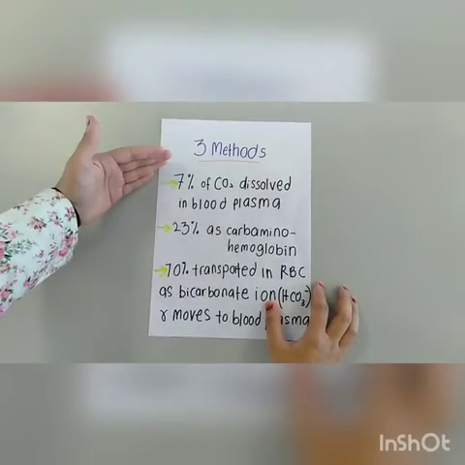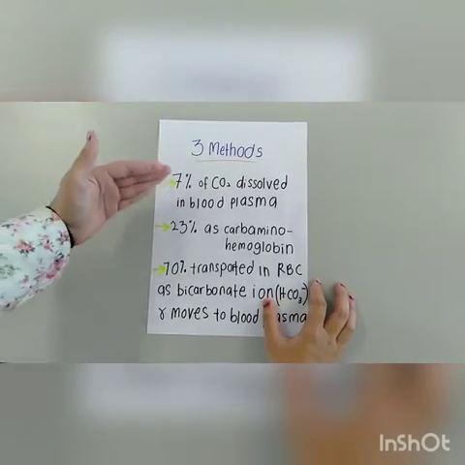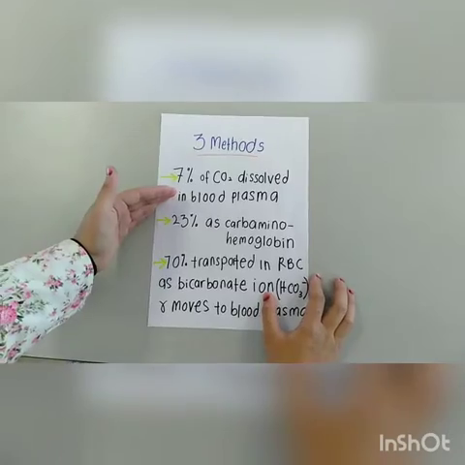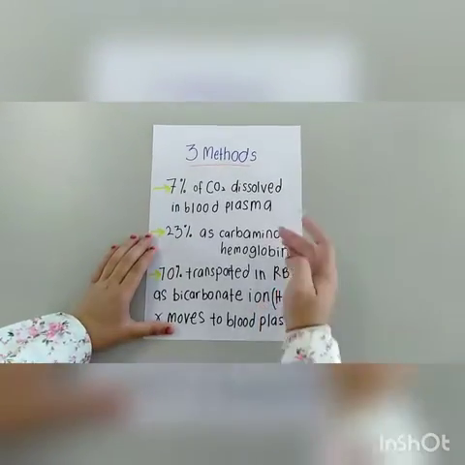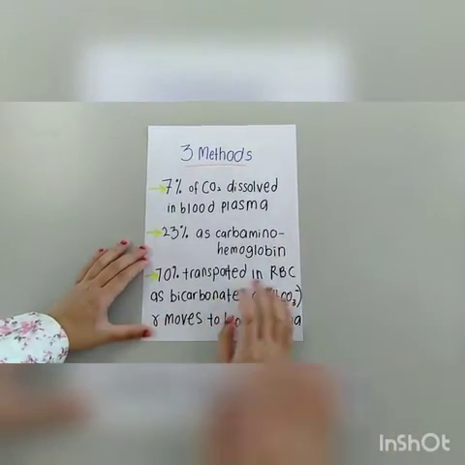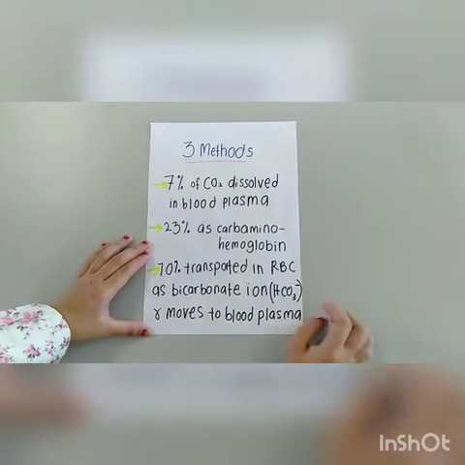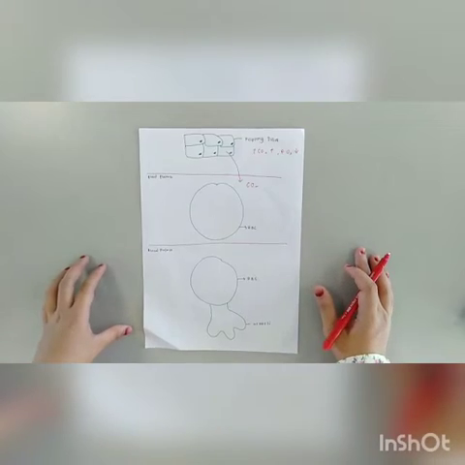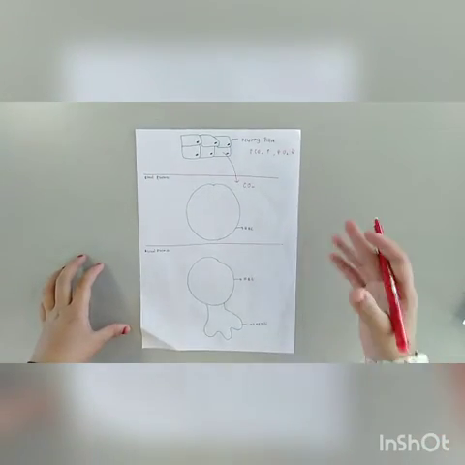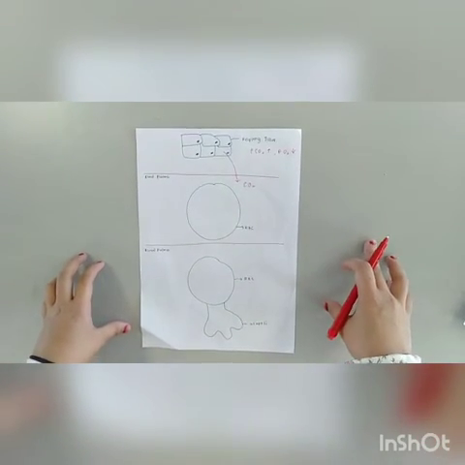There are three methods of transportation. Firstly, 7% of carbon dioxide is dissolved in blood plasma, while 23% is transported as carbaminohemoglobin and 70% is transported in red blood cells as bicarbonate ion and moved to blood plasma. Firstly, we want to explain about the 7% of carbon dioxide dissolved in blood plasma.